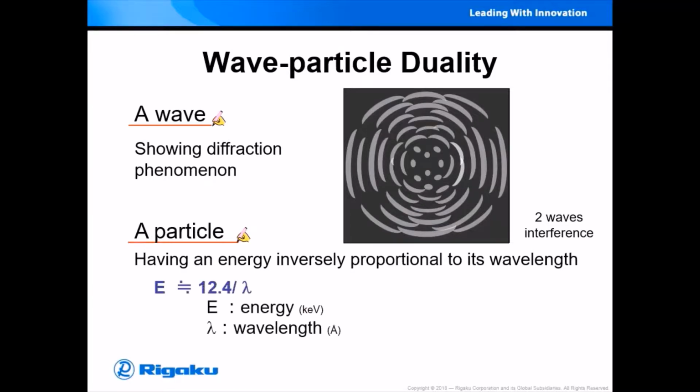The energy of the particle is calculated by dividing 12.4 by lambda. 12.4 is Planck's constant multiplied by the speed of light. The formula shows the relationship between a wave and a particle. Long wavelength has low energy, and short wavelength has high energy.